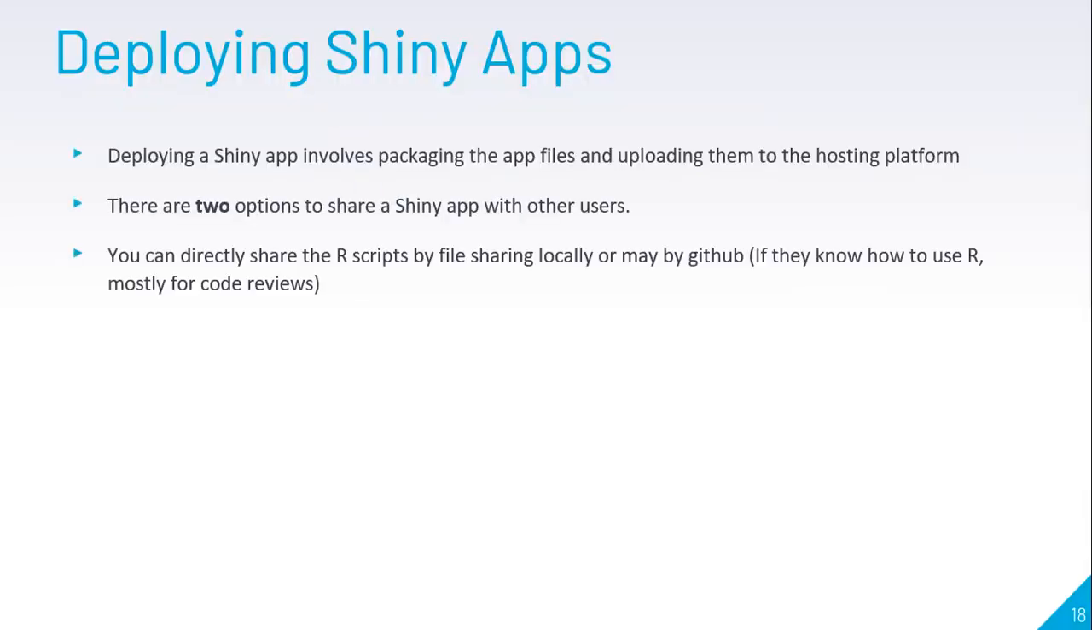So we have very many different ways of sharing a Shiny app. Of course, you have two options. The first option is you share the code to a friend, or the whole R script, maybe using GitHub, and they run it for themselves. But that is for people who know how to use R and maybe want someone to review the code for you. First, you have to share the code.